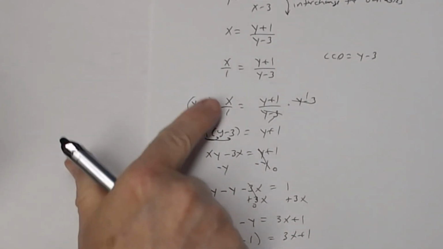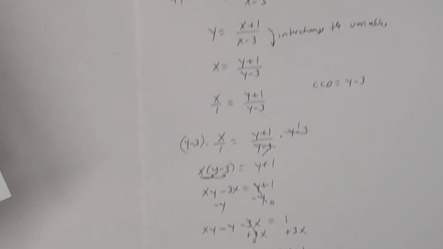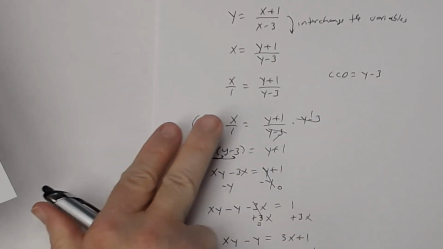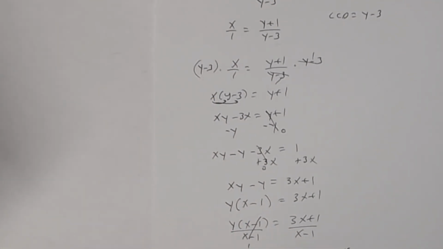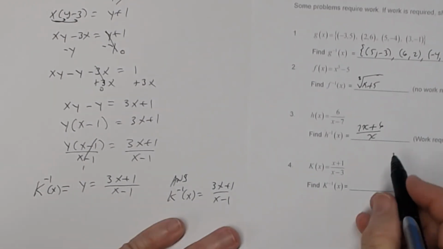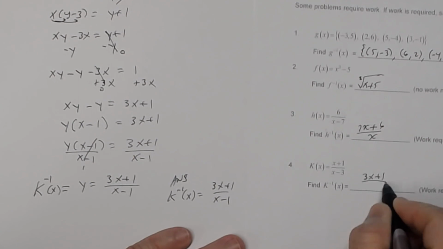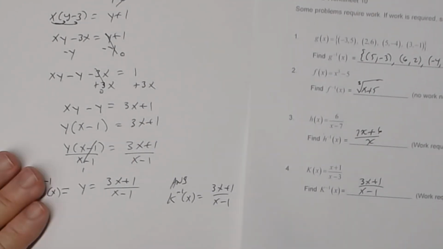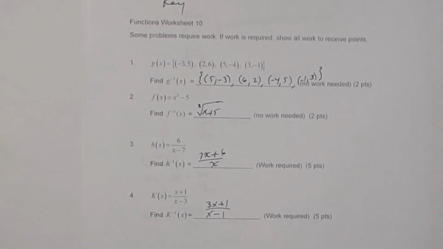Notice the work though. There's some work you had to do. It's not very easy to have done this in your head. So doing the work and making sure everything is mathematically correct is important. So I'm going to write the answer here. The answer is k inverse of x is (3x plus 1) divided by (x minus 1). So that is the key to the worksheet on inverse functions.